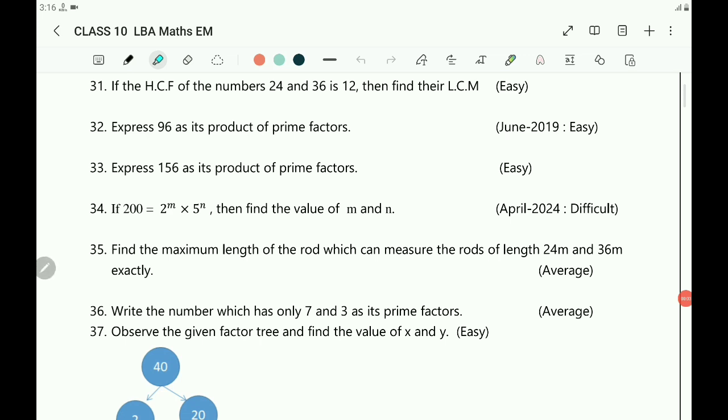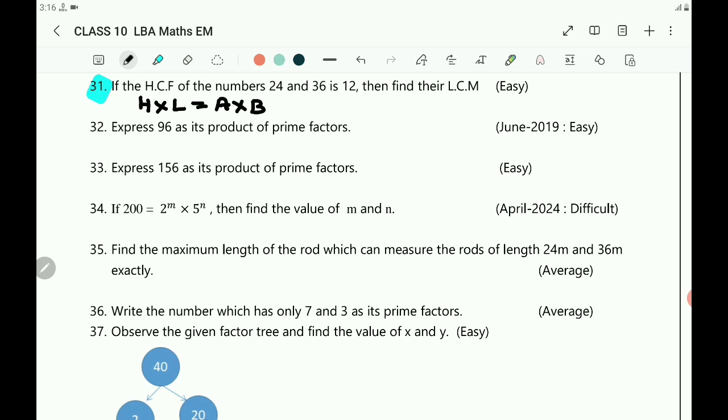Next question, question number 31. If the HCF of the numbers 24 and 36 is 12, then find their LCM. Here again we have to use the relation between H into L and A into B. So you know that H into L equals A into B. Here we have to find out LCM. Write the relation H into L equals A into B.